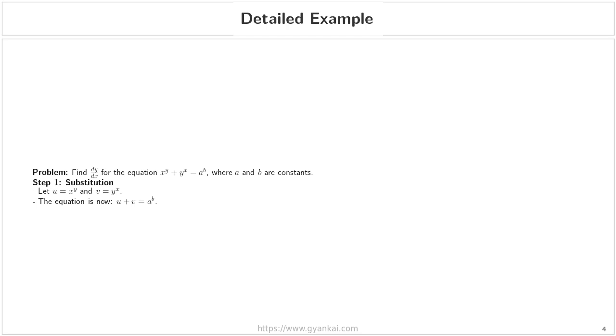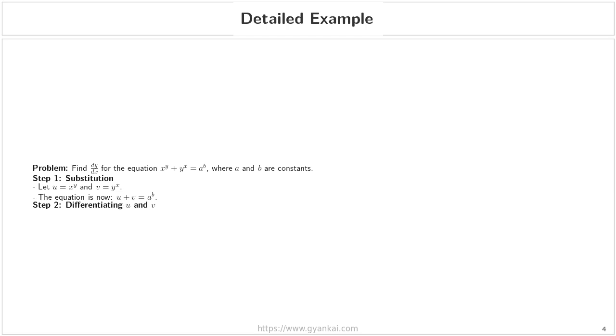As we discussed in the previous slides, we cannot take the logarithm of a sum. Therefore, we decompose the equation by assigning new variables to the complex terms. Let u equal x to the power of y and v equal y to the power of x. This simplifies our original equation to u plus v equals a to the power of b. Now, we move to step 2, where we differentiate u and v individually using logarithmic differentiation.